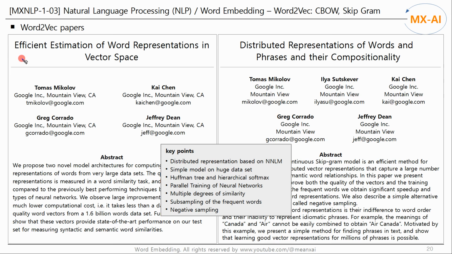Word2Vec was presented in the paper entitled Efficient Estimation of Word Representations in Vector Space by Tomas Mikolov et al. in 2013. They proposed two novel model architectures for computing continuous vector representations of words from very large datasets. In the same year, Tomas Mikolov et al. presented several extensions in this paper that improve both the quality of the vectors and the training speed.